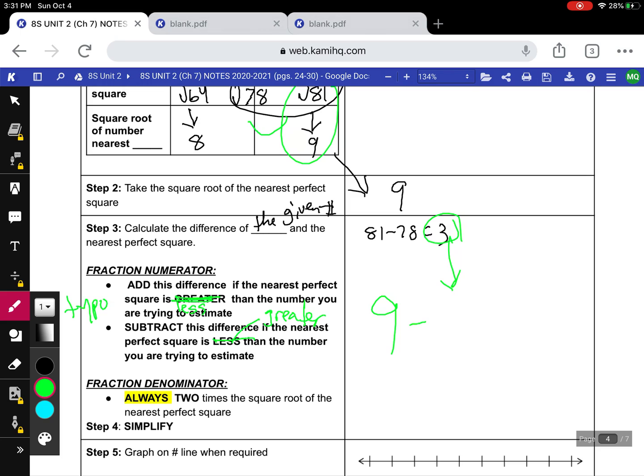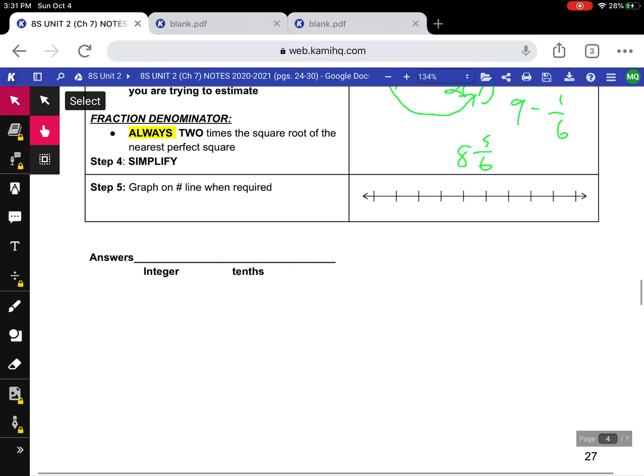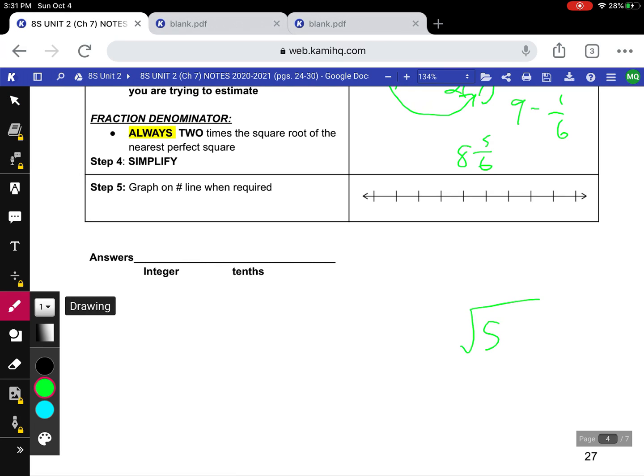I put that difference on top. We're going to do the difference on top, which is 3, over always 2 times the square root of the nearest perfect square. So we put that there. And I get 9 minus 3 over 18, which is 9 minus 1/6. You can do the math. That's 8 and 5/6. Then I just divide 5 divided by 6.